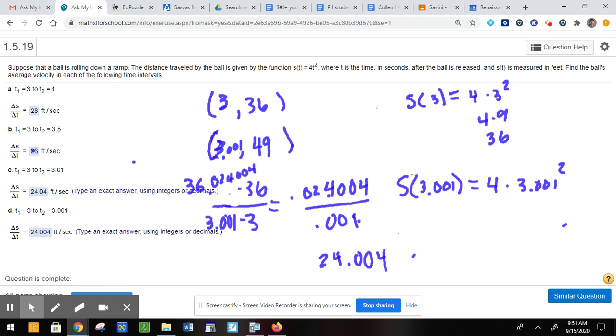What you should notice about this is as the interval got closer and closer to being just 3, the rate was getting closer and closer to 24. Like it was going to flatten out there. So the further you went out with the decimal, if we had a step where it was 3.0001, it would have just gotten closer and closer to 24. Okay, let me know if you have other questions.